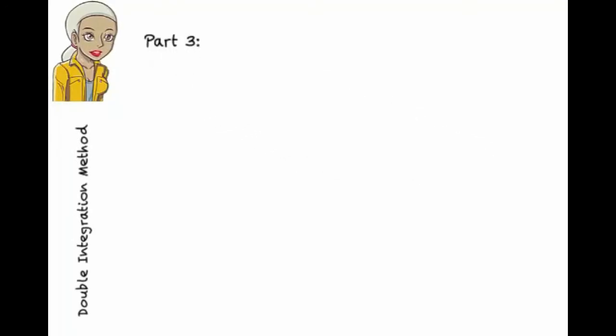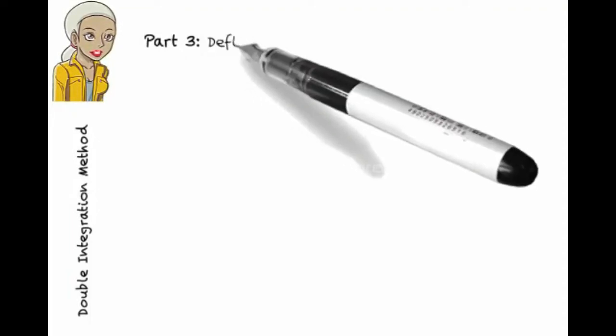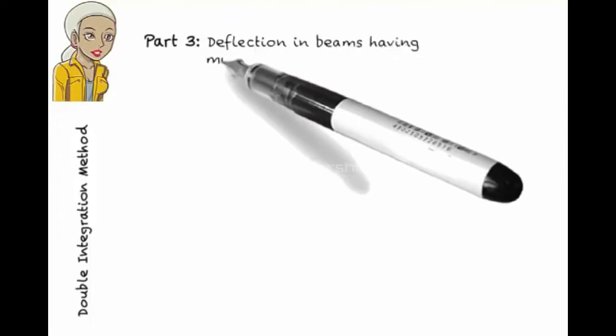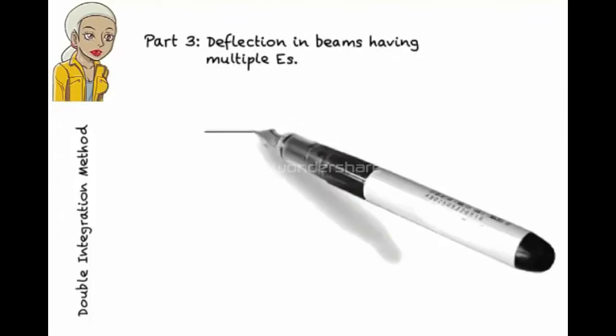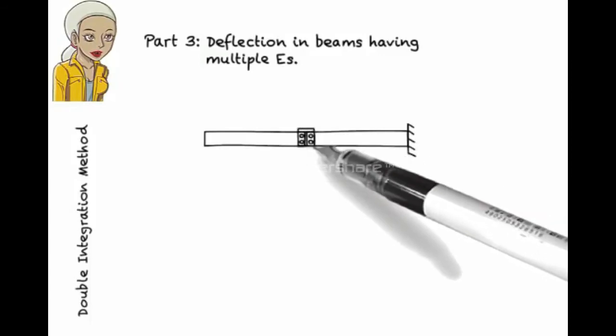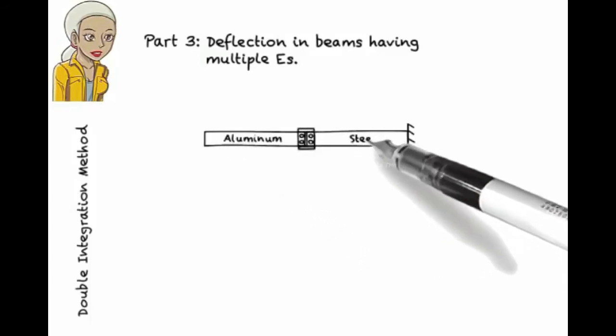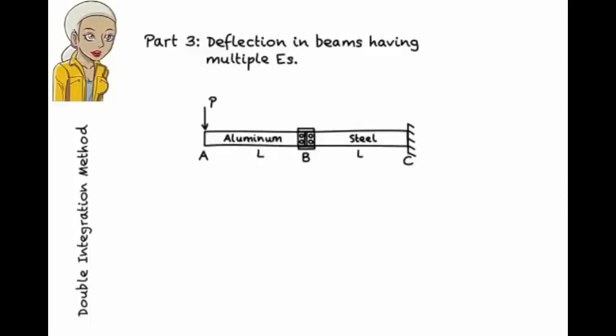Part 3. This example illustrates how to use the double integration method to find a deflection equation for a beam consisting of multiple segments, each having a unique modulus of elasticity. We wish to formulate a deflection equation for a beam made up of two segments, an aluminum segment and a steel one. It is important to note that here we cannot assume a constant modulus of elasticity for the beam, as aluminum and steel have different E's. Let's refer to the modulus of elasticity for aluminum as E sub A, and use E sub S for the modulus of elasticity of steel.